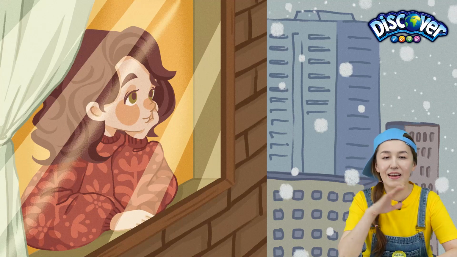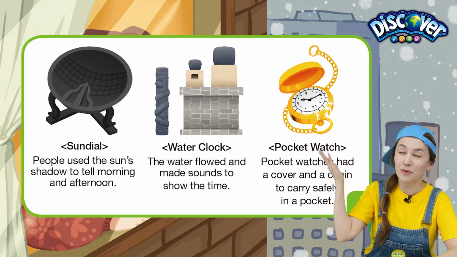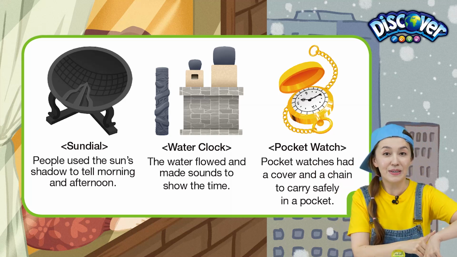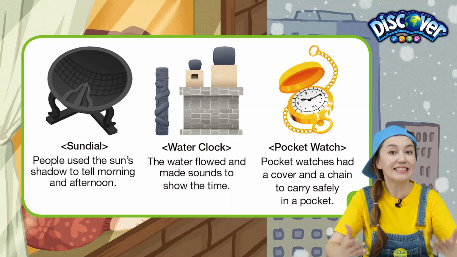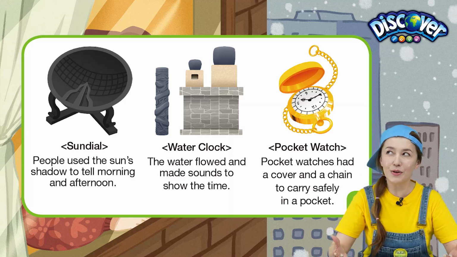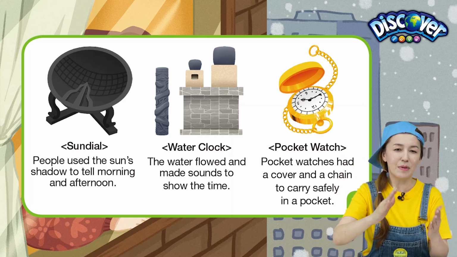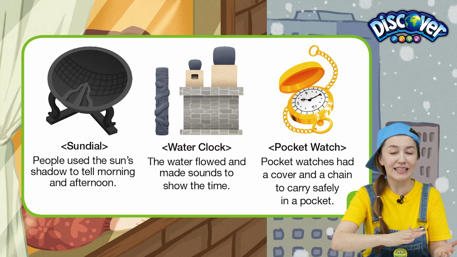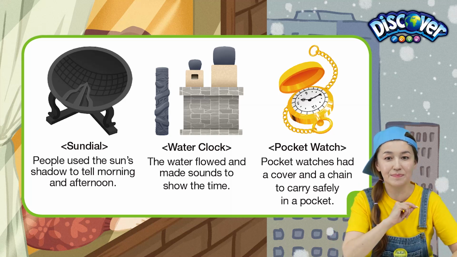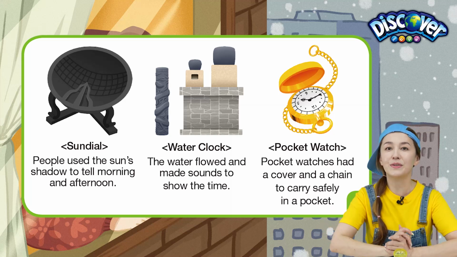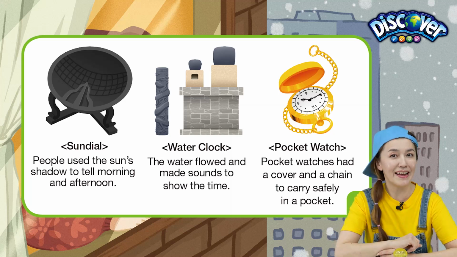Think more. There are many different kinds of clocks, not just a clock on the wall or a watch on our wrist. This is also a clock too, right? There's something called a sundial. A sundial is used by using the sun's rays and by also looking at the shadow to see which direction the shadow goes. We can tell what time it is. A water clock was also used long ago. The water flowed and made sounds to show the time.